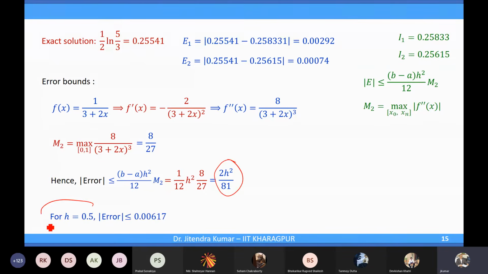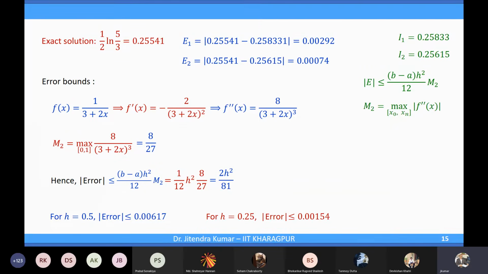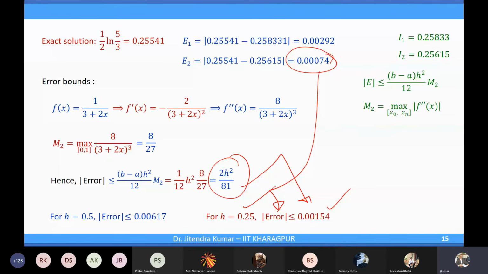So for instance, when your h was 0.5, you can compute the error bound from here, and it comes to 0.0067. And what was the actual error? The actual error was 0.00292, which is of course bounded by this upper bound. And when you take h equal to 0.25, you compute again 2h square by 81. This comes to 0.00154, and naturally the actual error here is less than the upper bound. The actual error was 0.00074. So in either case the bound holds.